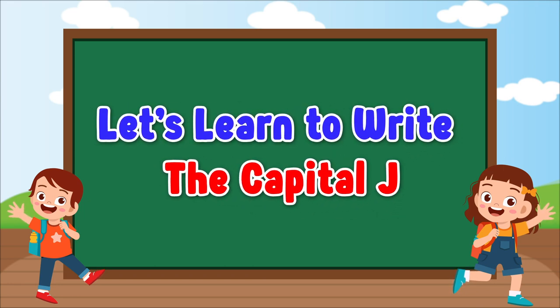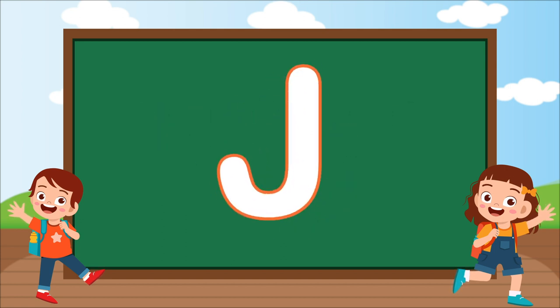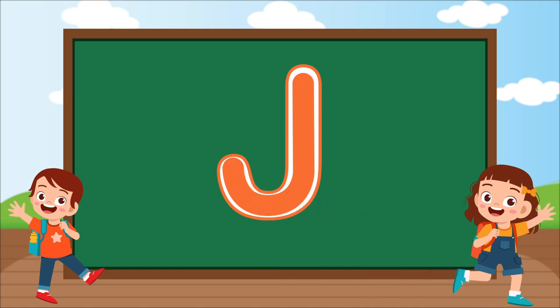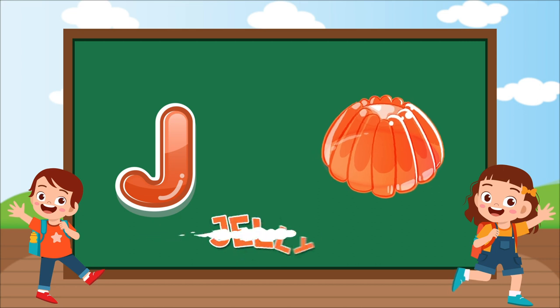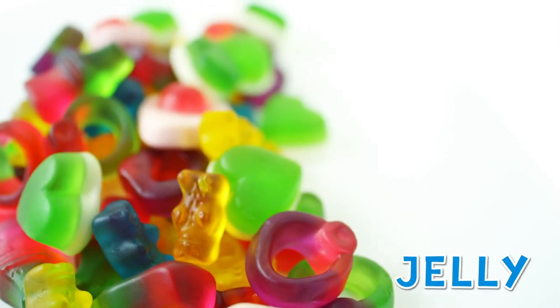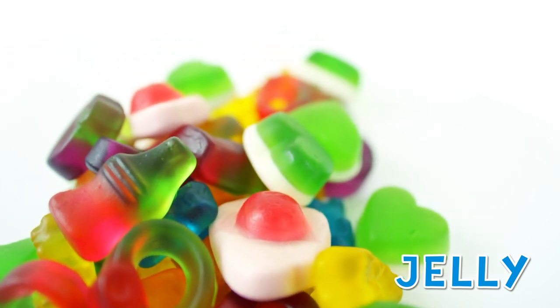Let's learn to write the capital J. First, we will draw a standing line to the bottom with a small backward curve. J is for jelly. Jelly.